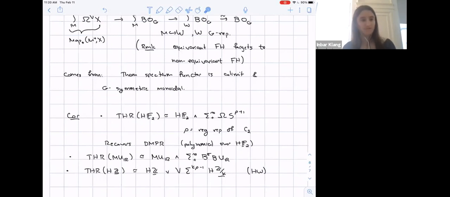Another thing is finding some properties of these higher dimensional spheres for factorization homology. So what does higher THH, but equivariant, give us?